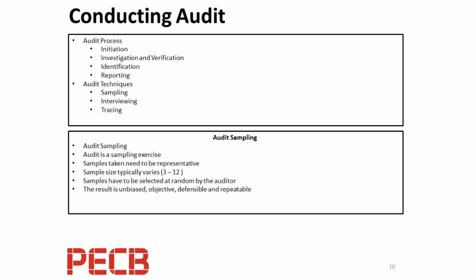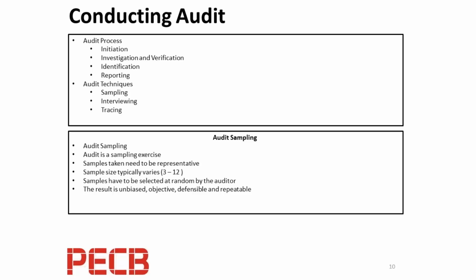Collecting samples, you can check the hard copies of the sample as evidence, or you can check the soft copies. ISO 27001 doesn't recommend anything. You can take anything as evidence. And of course, the audit sampling exercise.